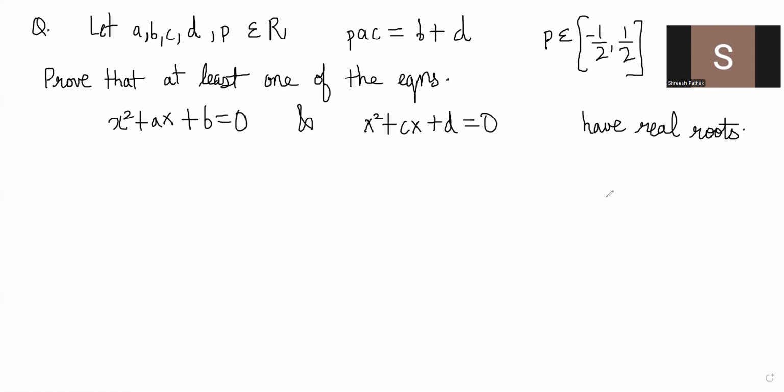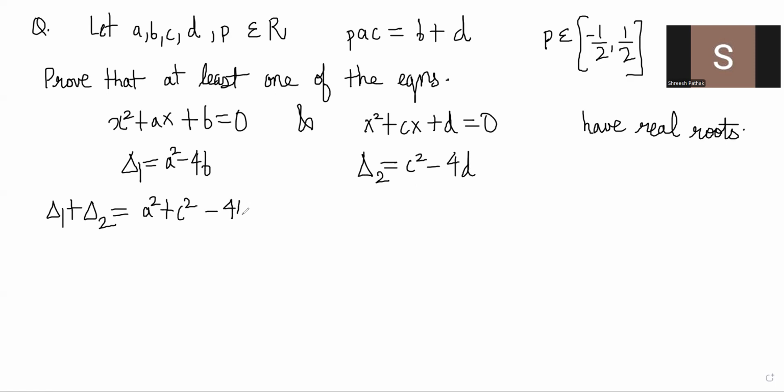Sir, I think it's complete, right? So we can take delta one as the discriminant of the first one, a square minus 4b. For delta two, it can be c square minus 4d. So we just add delta one and delta two. Then we take the minus sign common and we get 4 p a c. And so just for assumption, we can take delta one plus delta two as positive.